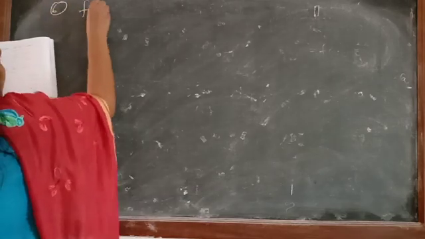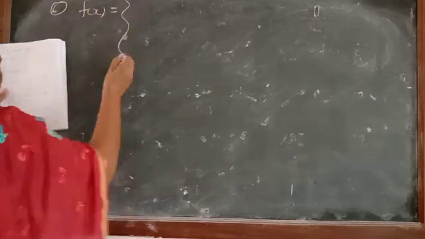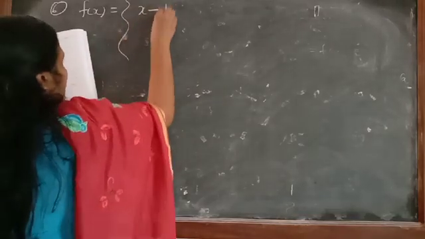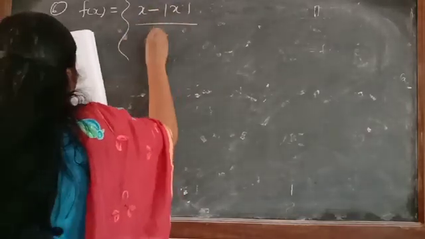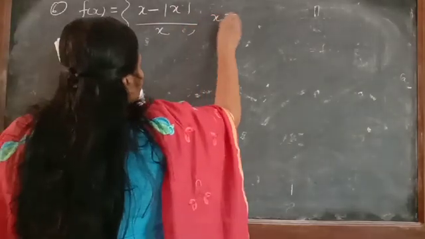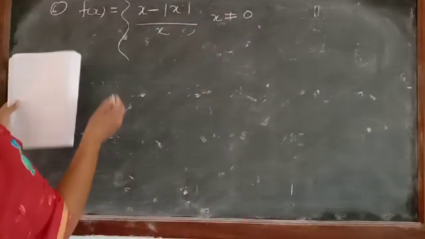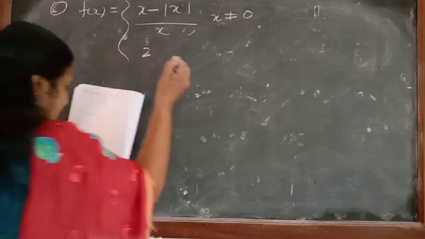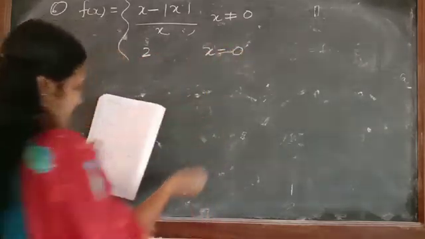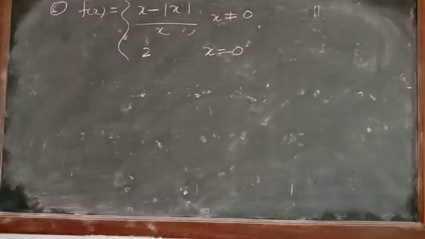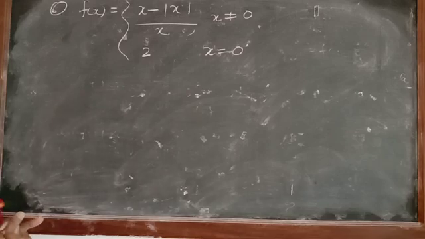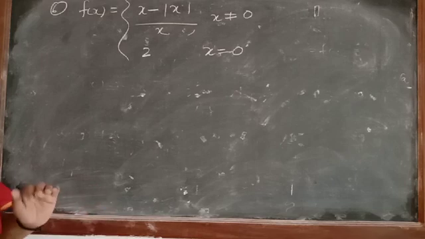Question number 6. In question number 6 it is given, if f of x is equal to x minus mod x by x if x is not equal to 0, and it is equal to 2 if x is equal to 0. We have to prove limit x tends to 0, f of x does not exist. Question is, show that limit x tends to 0, f of x does not exist.